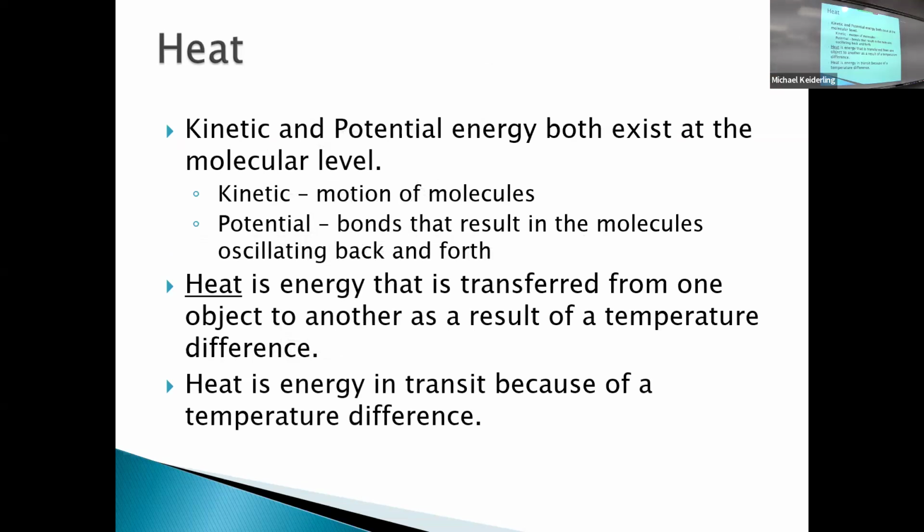So heat is kinetic and potential energy at the molecular level. Kinetic energy is the motion of molecules. Potential is the bonds that result in the molecules oscillating back and forth. Heat is energy that's transferred from one object to another as a result of a temperature difference. And so heat is energy in transit because of that temperature difference, to be explicit.